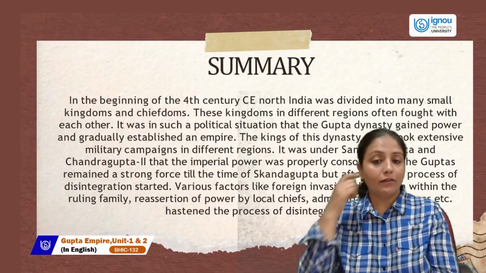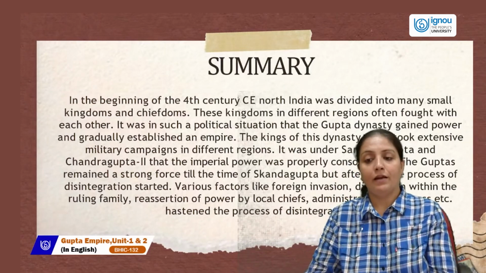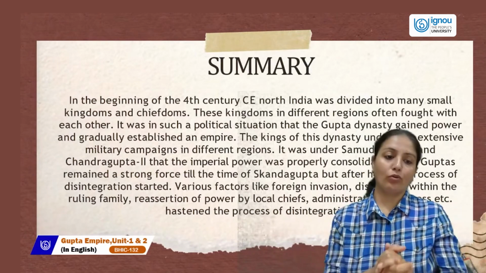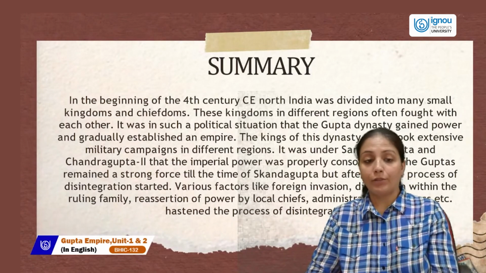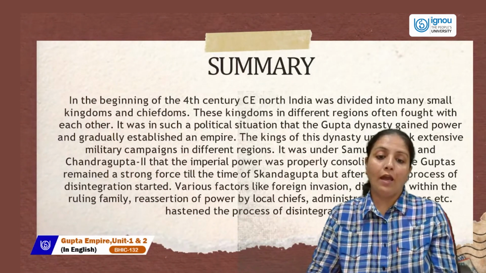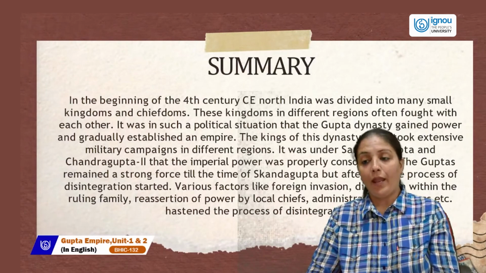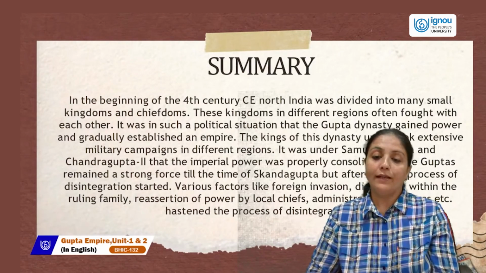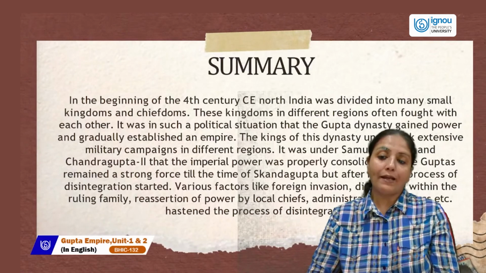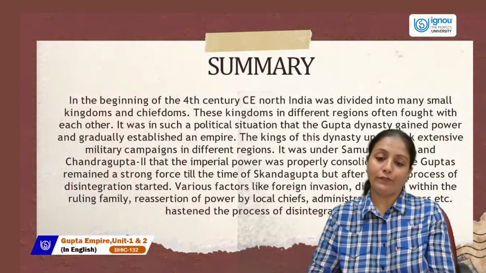And after the decline of the Gupta Empire, there were so many reasons, like foreign invasion by the Hunas, and dissension within the ruling family. Yes, they fought with each other over the throne. Reassertion of power by local chiefs, because the local chiefs had been given very important seats in the name of the rulers, so they started reasserting their power. Administrative weakness, because if everyone starts to rule, that will be a weakness of administration. And others take advantage of that weakness and hasten the process of disintegration.